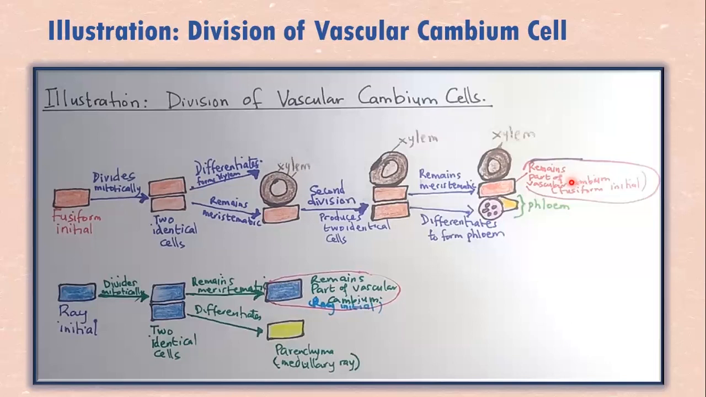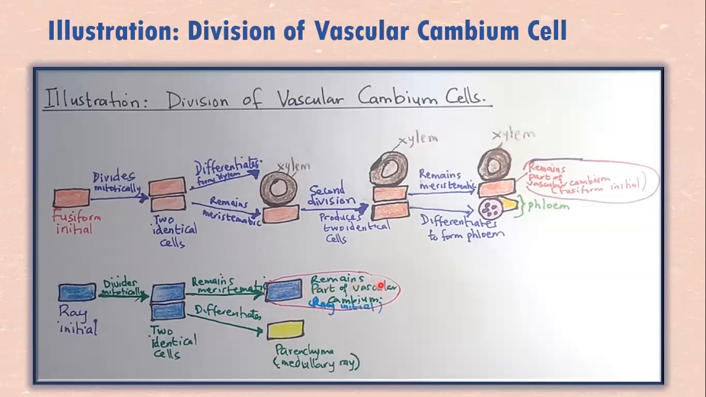Well, we said the vascular cambium has two types of cells. The fusiform initial is producing xylem and phloem and also keeping the vascular cambium cell still in place. Then you have the ray initial, which also divides mitotically to produce two identical cells. One of the cells differentiates to form parenchyma cells that form the medullary ray. The other one remains meristematic to continue dividing.